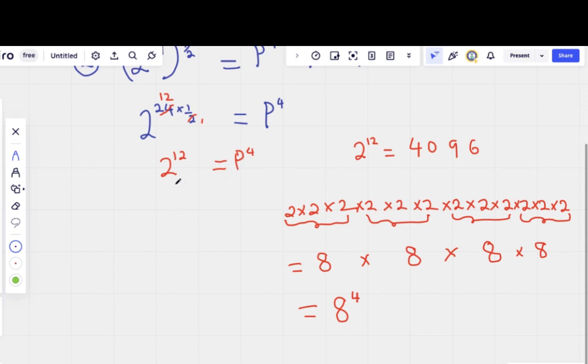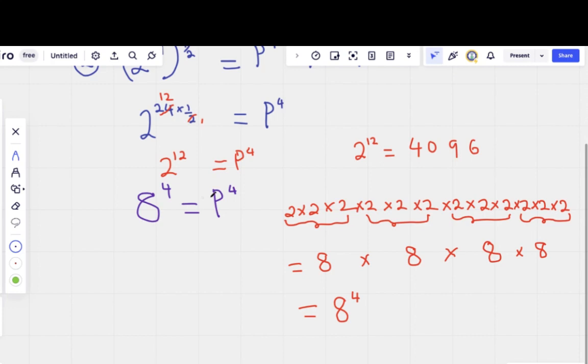Previously we always have the same base, then we equate the power. Now we have to have the same power and equate the base. So I have to change this one to a number to the power of 4, and we've succeeded in doing that by saying it's the same as 8 to the power of 4. So here I have 8 to the power of 4 equal to P to the power of 4.